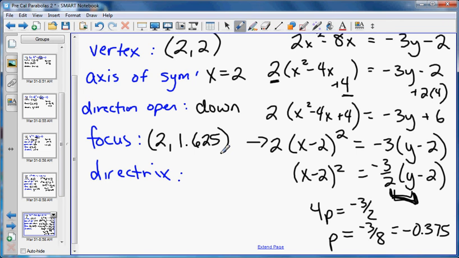Now the directrix, we're with y, so we'll do y equals, and we subtract that number. So we do 2 minus negative 0.375, which gives us 2.375.